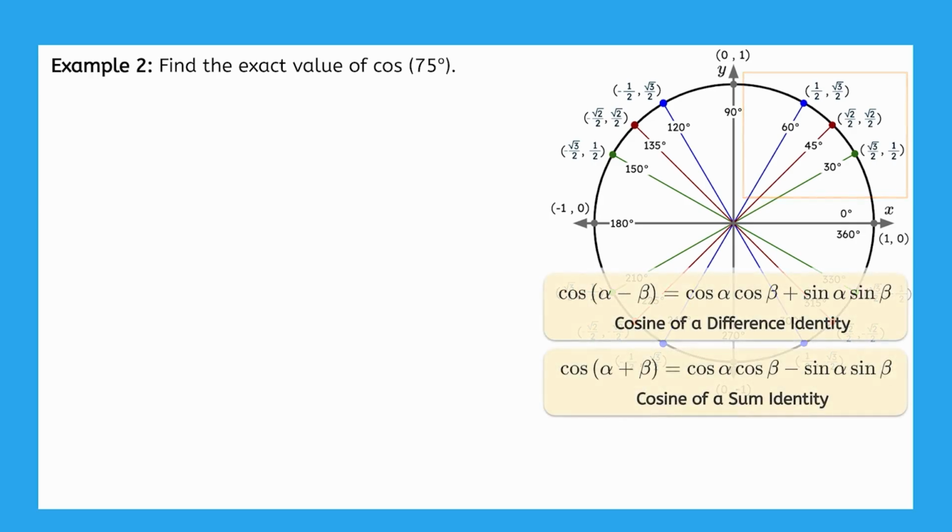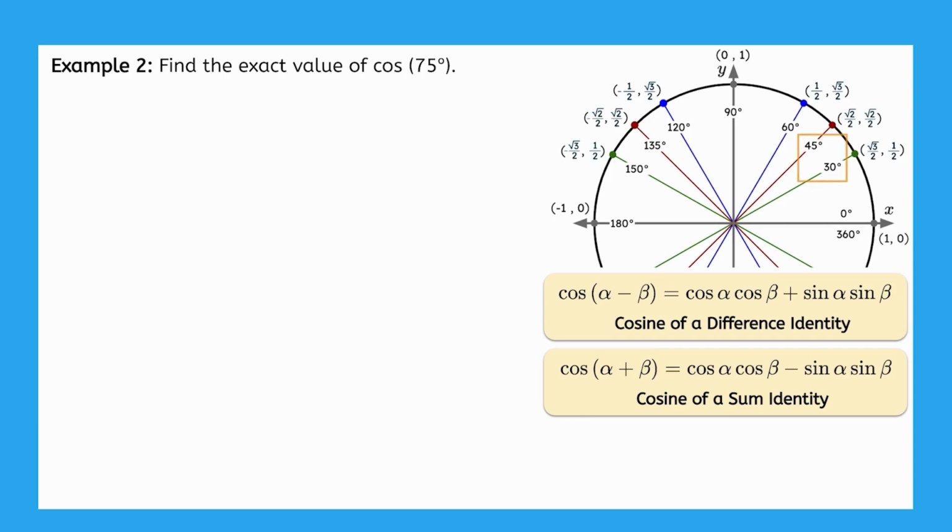Our new identities allow us to find the cosine of a sum or difference of angles if we know the sine and the cosine of the angles being added or subtracted. Therefore, if we can write 75 as a sum or difference of special angles, we can use these identities to find the cosine value. What special angles on our unit circle either add or subtract to 75 degrees?